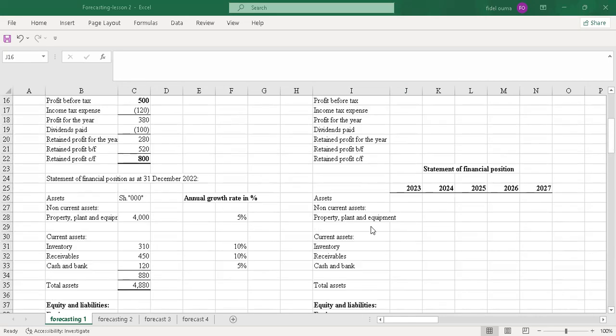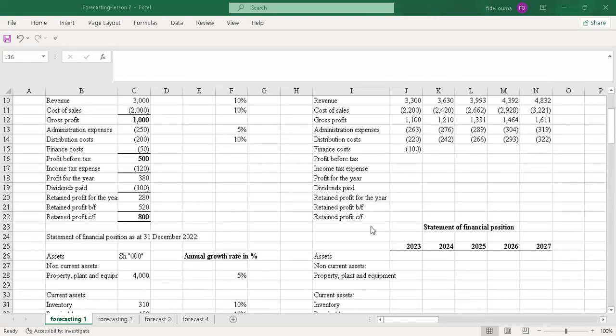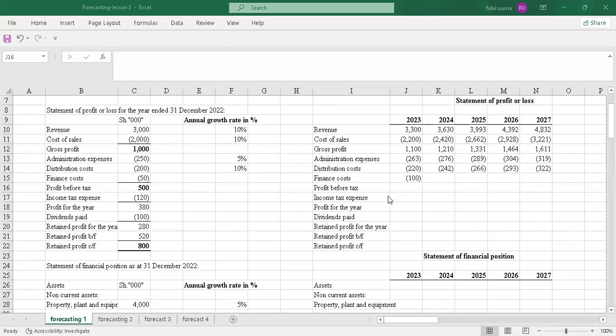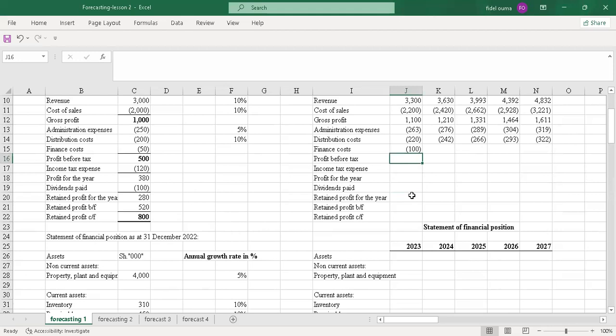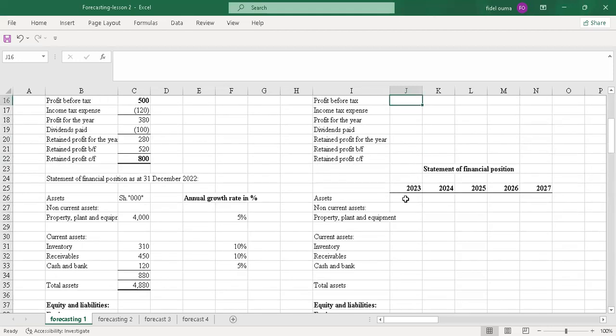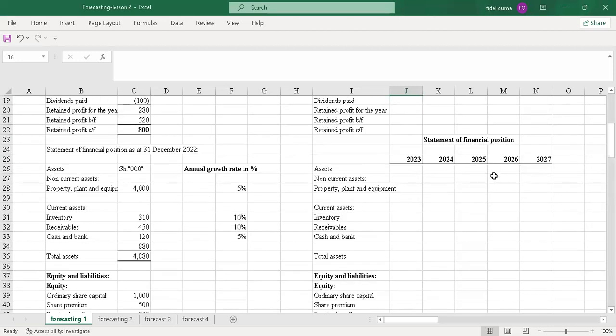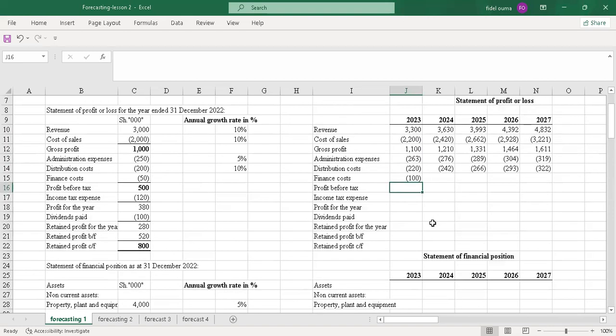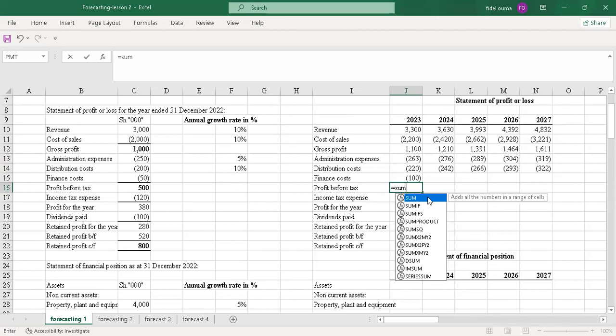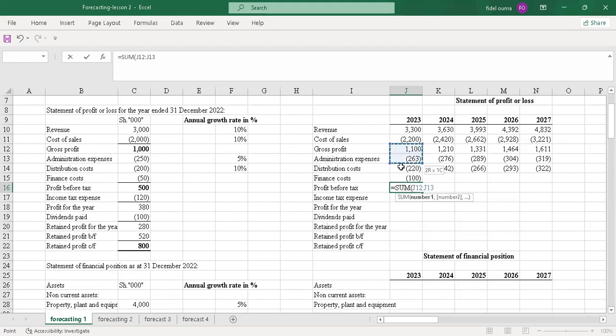So let us continue. I'll go now and calculate for 2023 all through, because by getting this I'll be able to do the statement of financial position easily. So I'll start with 2023. The profit before tax here will be equal to the sum, from gross profit all the way.